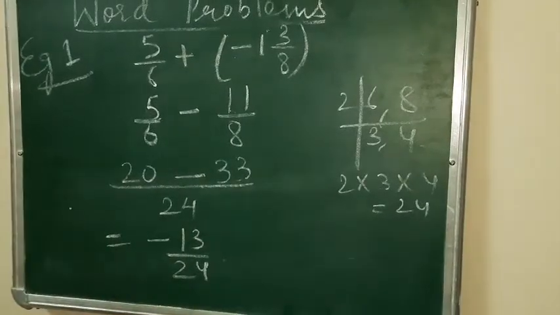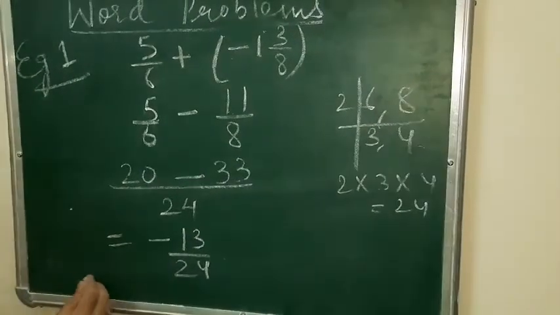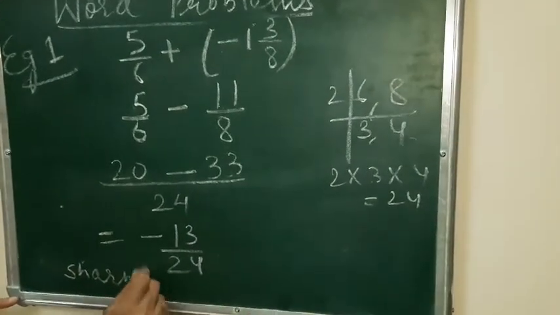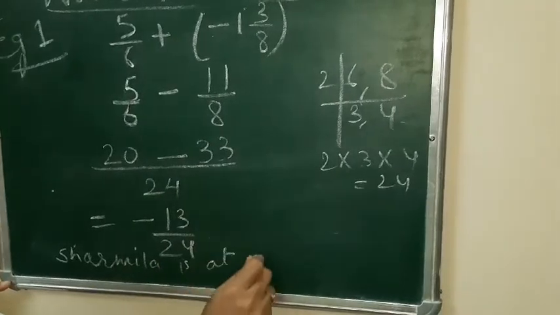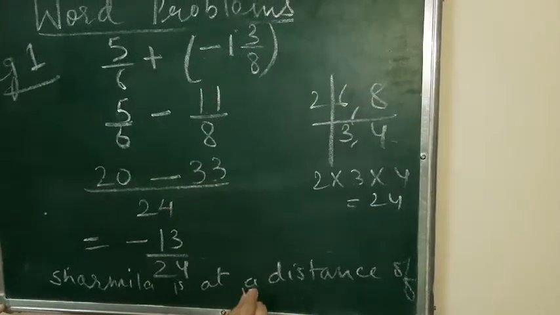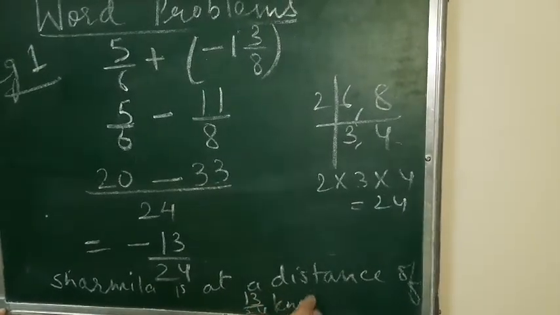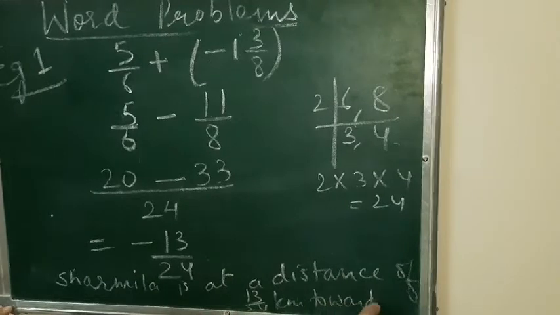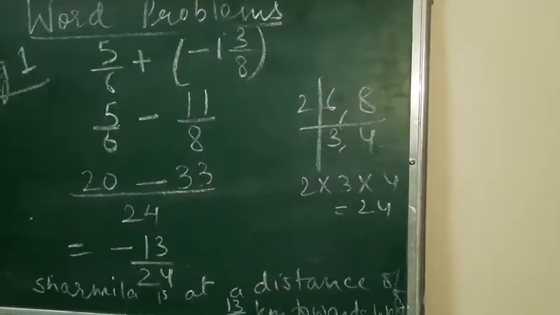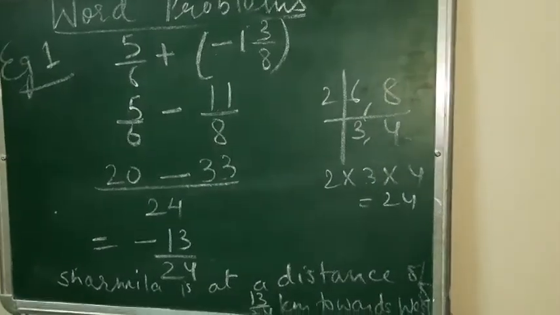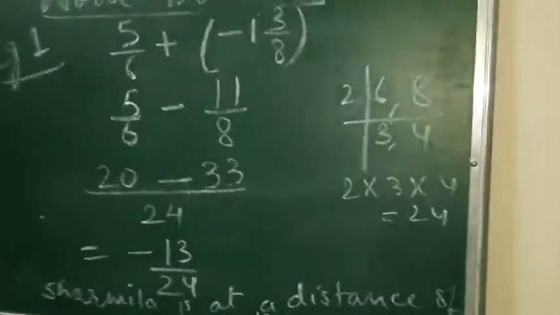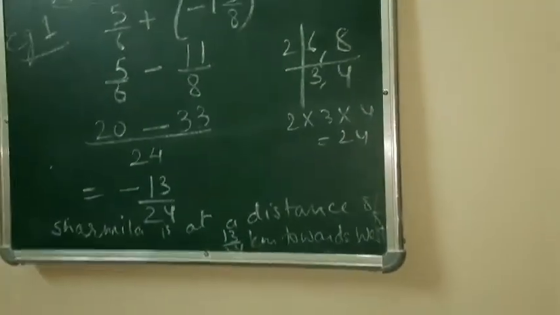Now as your answer is negative, that means this girl Sharmila will be towards west. So Sharmila is at a distance of 13/24 kilometers towards west, because in west we have taken the negative direction, negative rational number. So as the answer is negative, that means she is at the west direction at a distance of 13/24 kilometers.